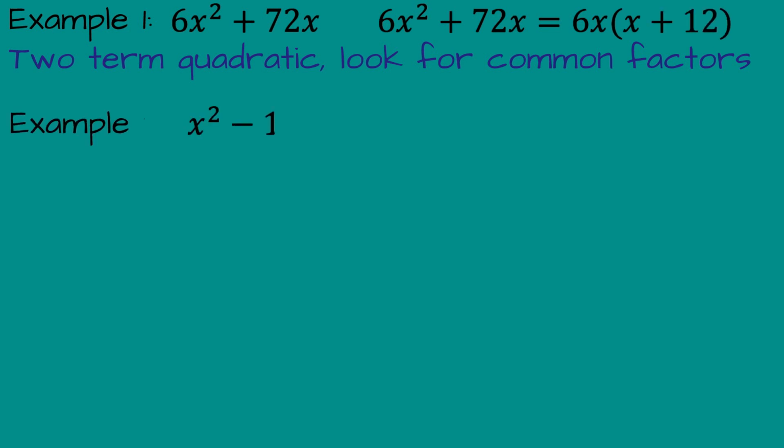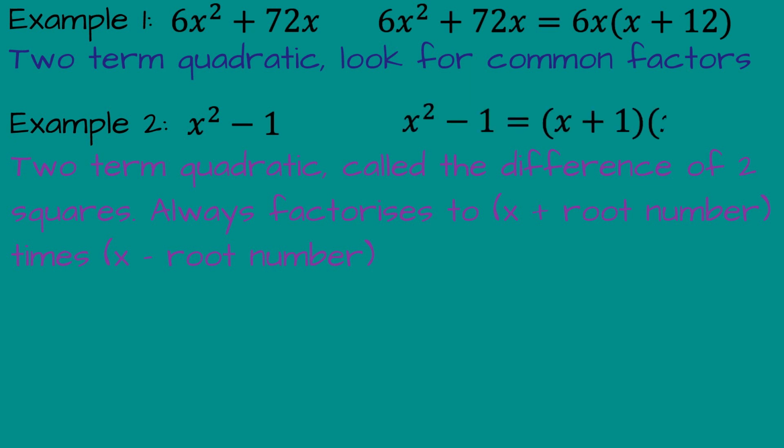Looking at example 2, there are no common factors. What we have though, is two square numbers with a minus sign between them. This is called the difference of two squares, and these quadratics always factorize to two brackets, x plus the square root of the number, times x minus the square root of the number. In this case, x plus 1, times x minus 1.